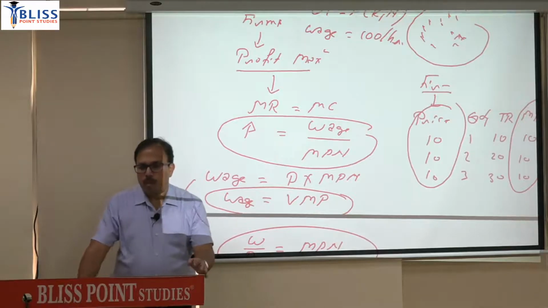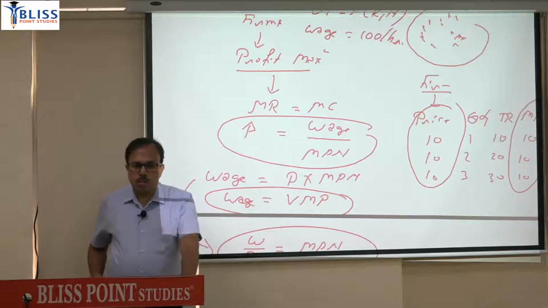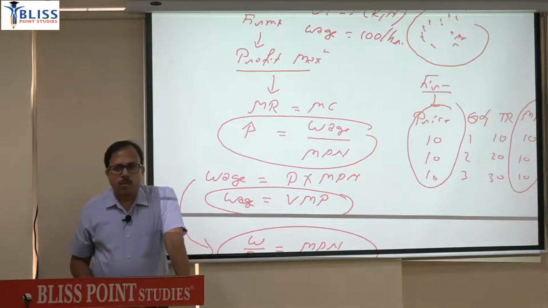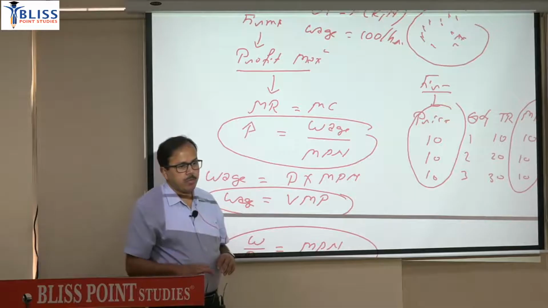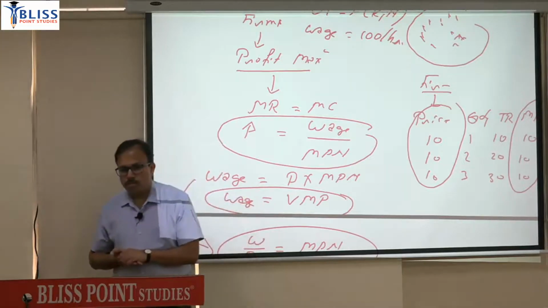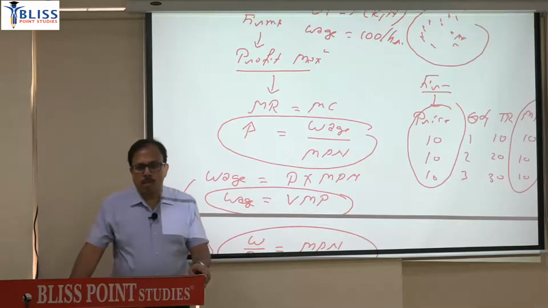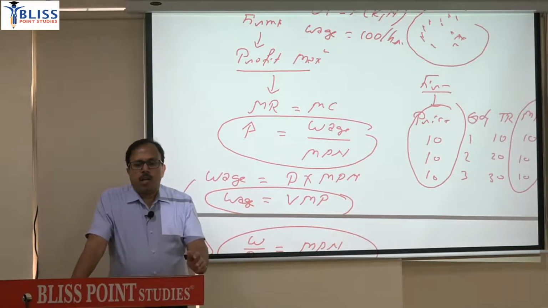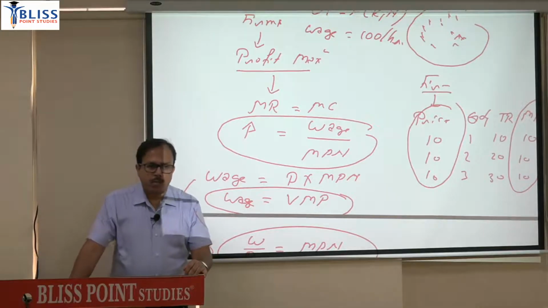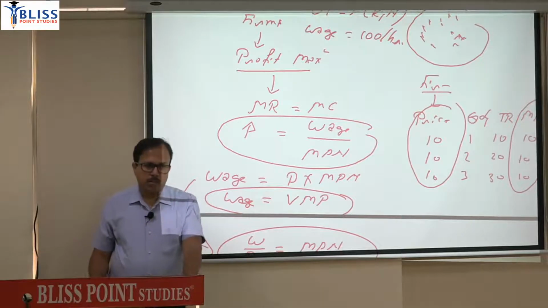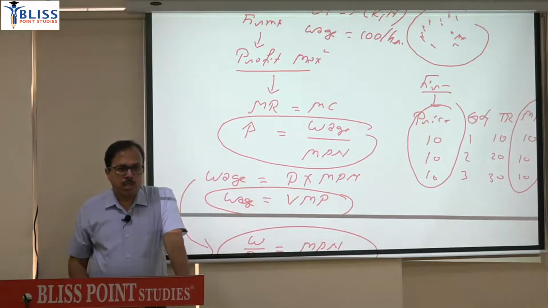Since classical economists assumed a perfectly competitive market, and under perfect competition, each firm acts as a price taker.